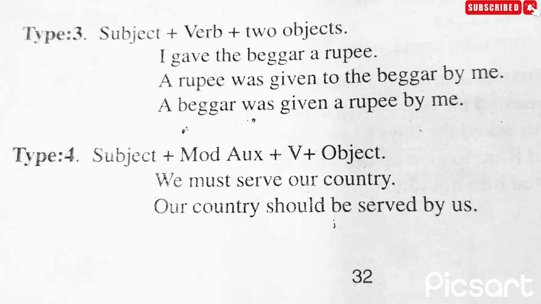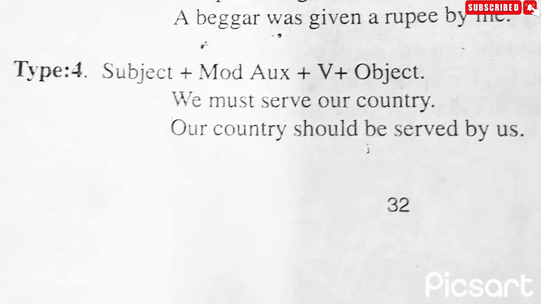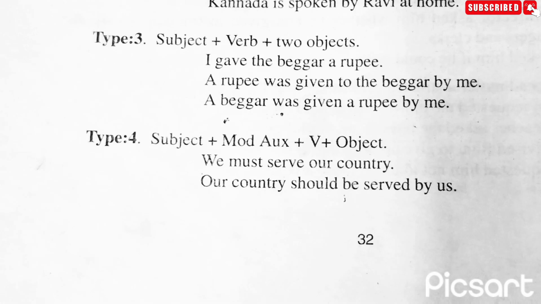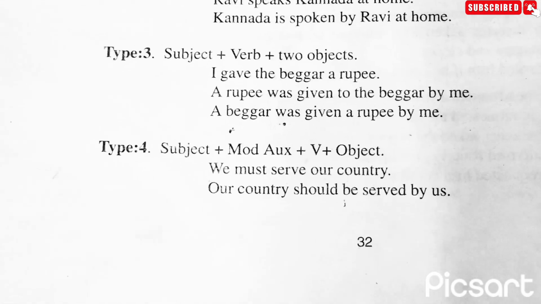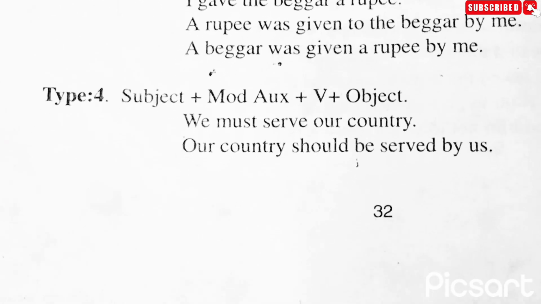Next, we go to type 4. Subject plus modal auxiliary plus verb plus object. Here we take the example: We must serve our country. We is a subject. Must is a modal auxiliary. Serve is a main verb. Our country is an object. So the object changes into the subject in passive voice. Our country. Must changes into should in passive voice.